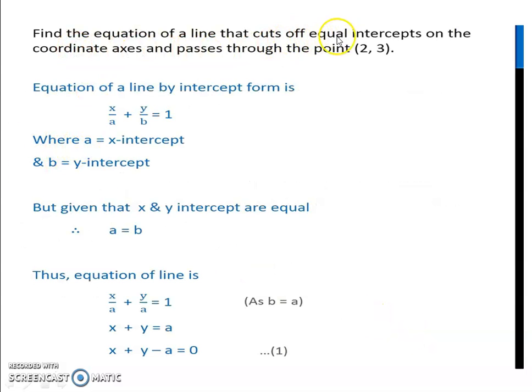Find the equation of the line with equal intercepts on the coordinate axes passing through the point 2, 3. We know that the equation of a line in intercept form is x upon a plus y upon b is equal to 1, where a is the x-intercept and b is the y-intercept. Given that the x and y-intercepts are equal, a is equal to b. That's why we have the equation of the line x upon a plus y upon a is equal to 1. So x plus y is equal to a, that means x plus y minus a equal to 0.